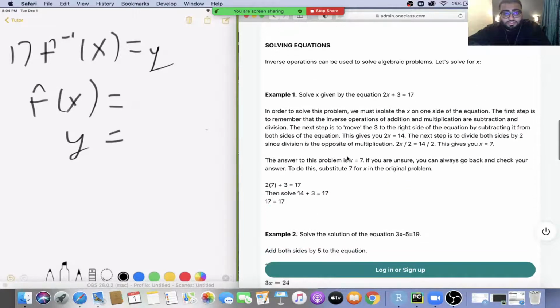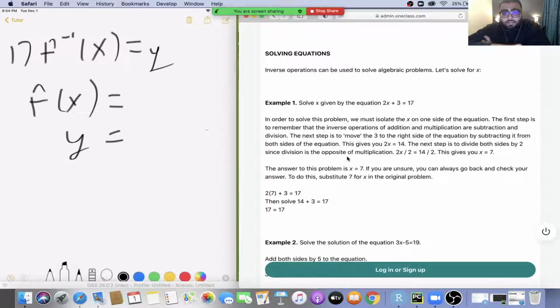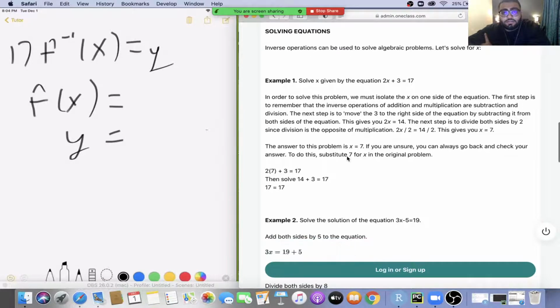And now into solving equations, which is where I started off going. Solve for x in the equation 2x plus 3 equals 17. In order to solve this problem, we must isolate the x on one side of the equation. The first step is to remember that the inverse operations of addition and multiplication are subtraction and division. The next step is to move the 3 to the right side of the equation by subtracting it from both sides. This gives you 2x equals 14. The next step is to divide both sides by 2, since division is the opposite of multiplication. So 2x divided by 2 gives us x on the left side, and 14 over 2 gives us 7 on the right side, which is x equals 7.